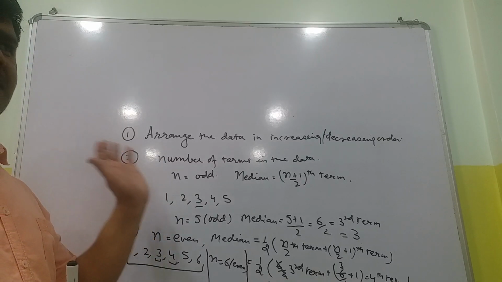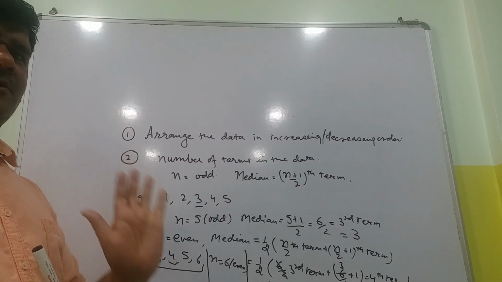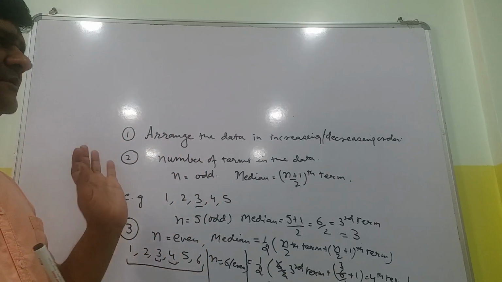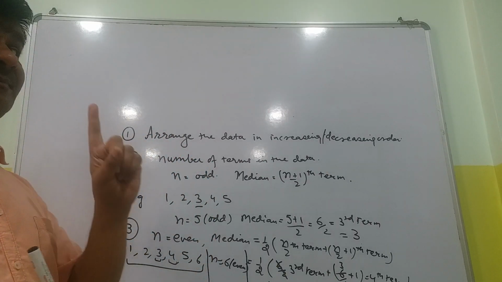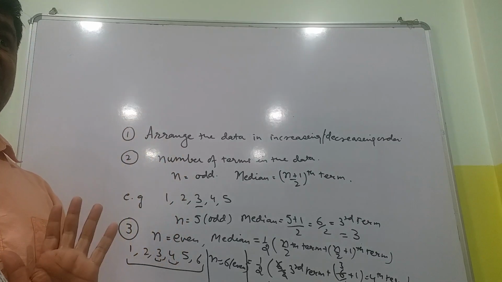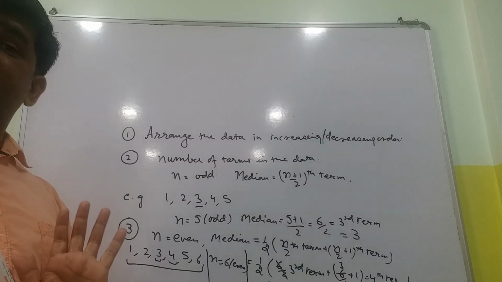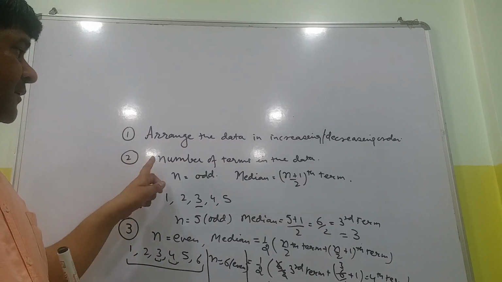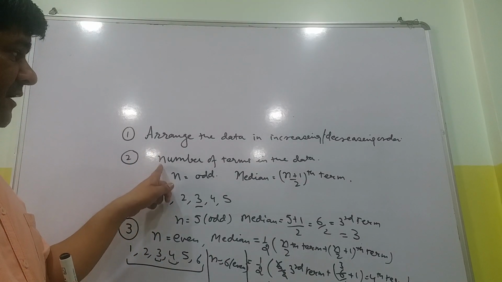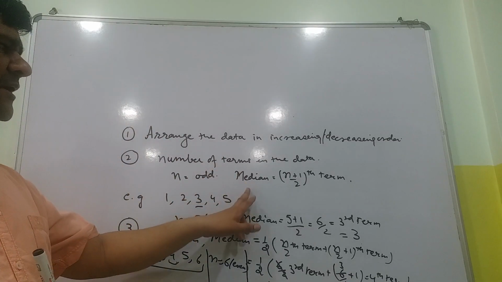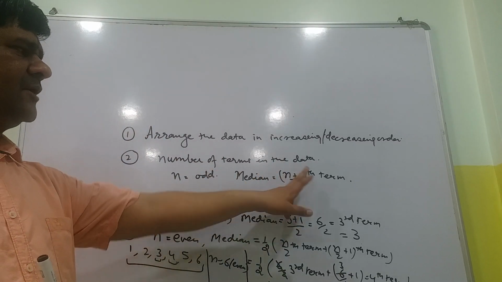Where any raw data was given, you arranged the data either in increasing order or decreasing order. The first step is to arrange the data in increasing or decreasing order. If you don't arrange, you will not get the exact middlemost value of median. Then you have to see the number of terms. If the number of terms are odd, then median has the formula n plus 1 by 2th term.